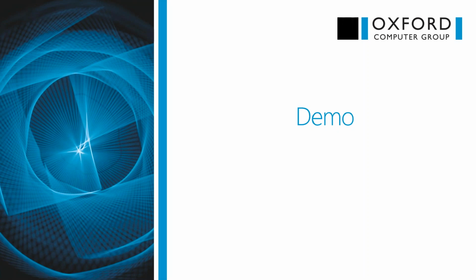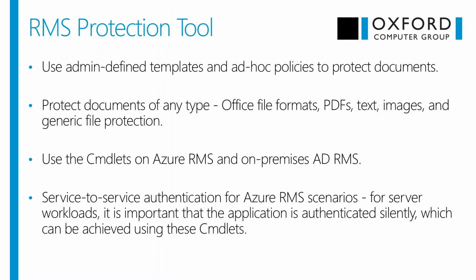So I'm going to continue on here, and we're going to talk about the RMS Protection Tool. So the RMS Protection Tool is a command line interface. We can use admin-defined templates, which are the RMS templates that we've created in the cloud. We can protect documents of any type, so we can protect PDFs, Office documents, images, anything. And when we do a document that doesn't already have protection built in it, on a previous webinar I've shown how it kind of acts like a zip file.